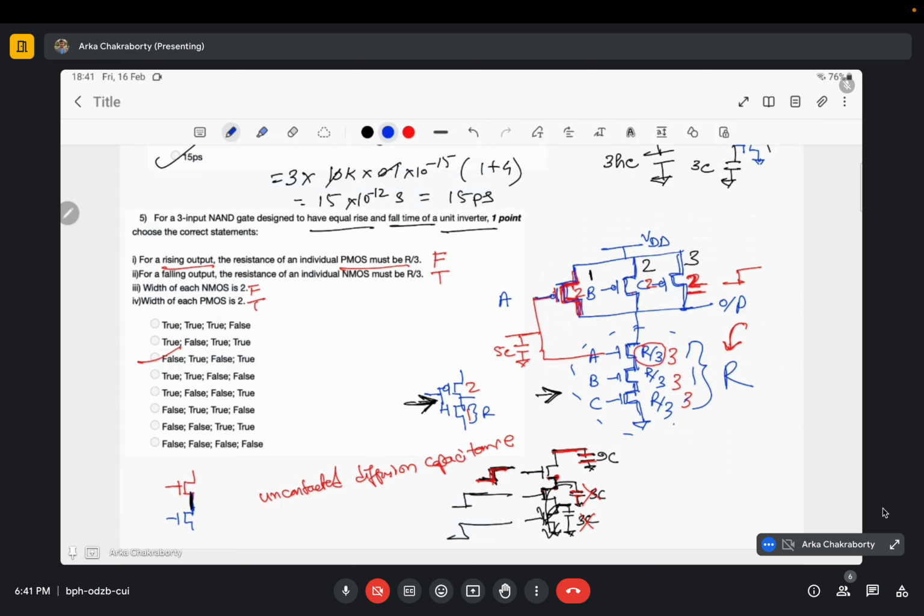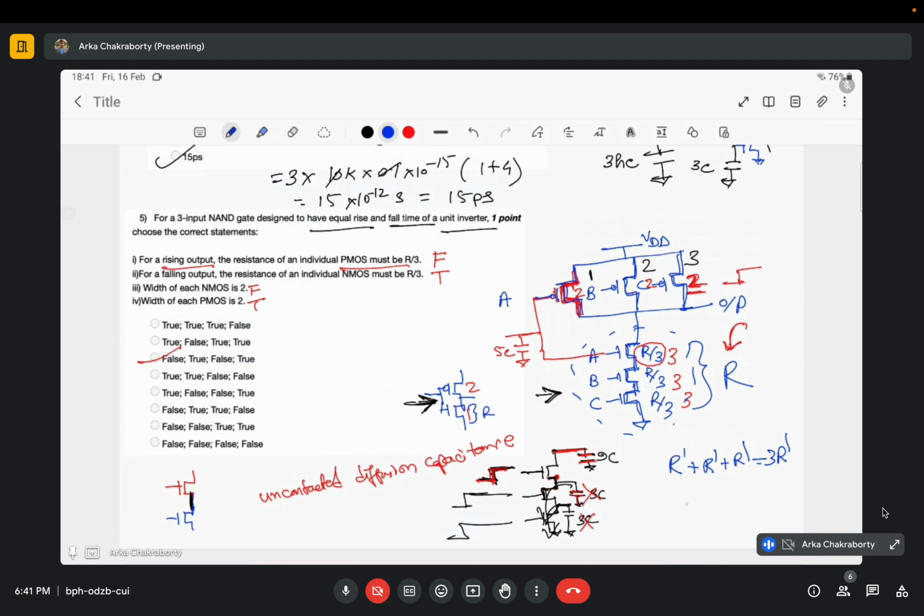Let me consider the resistance of each NMOS to be R dash. So the net resistance of 3 NMOSs would be R dash plus R dash plus R dash, equal to 3 R dash. And from the question it is mentioned that they should have equal rise time and fall time to that of a unit inverter.